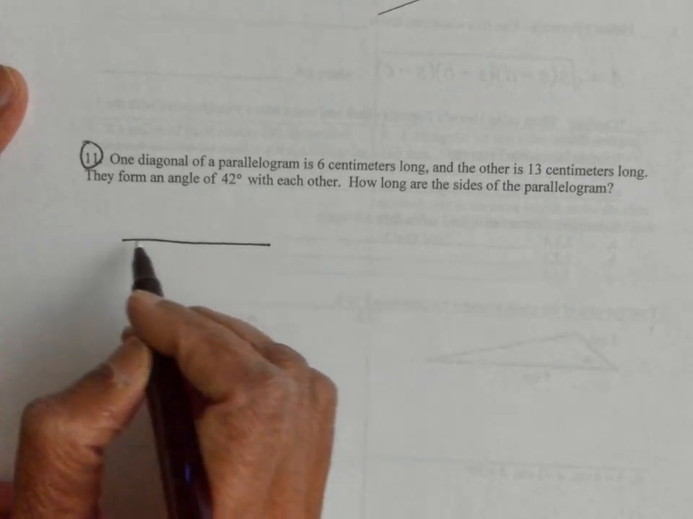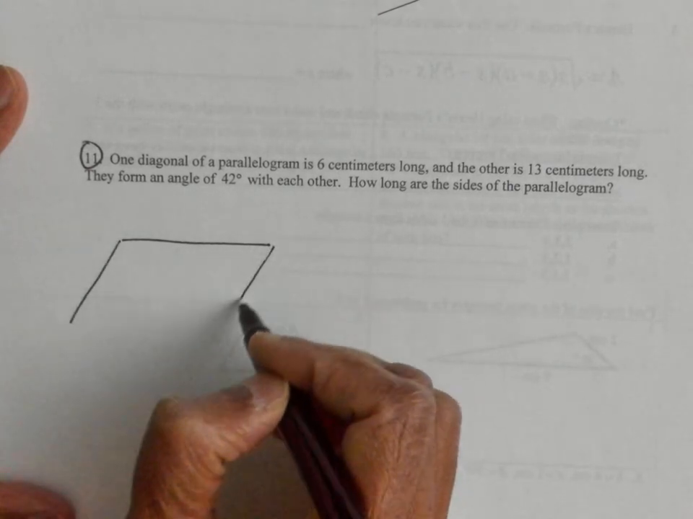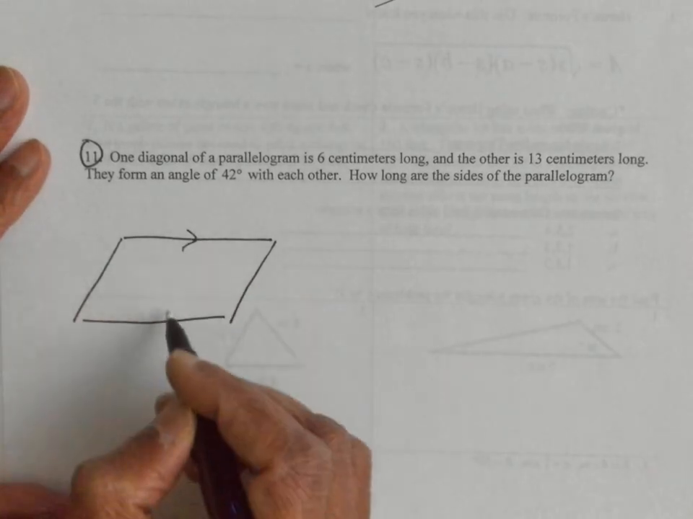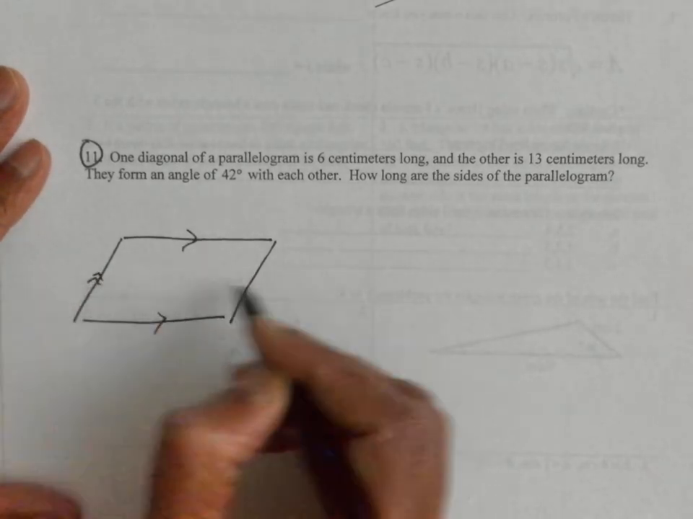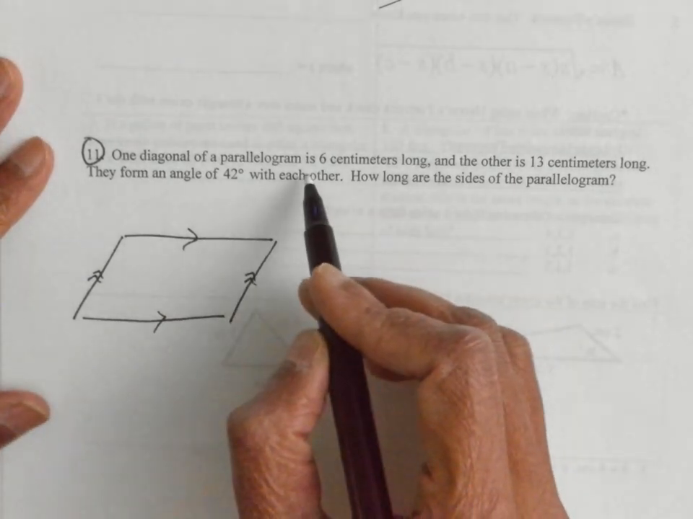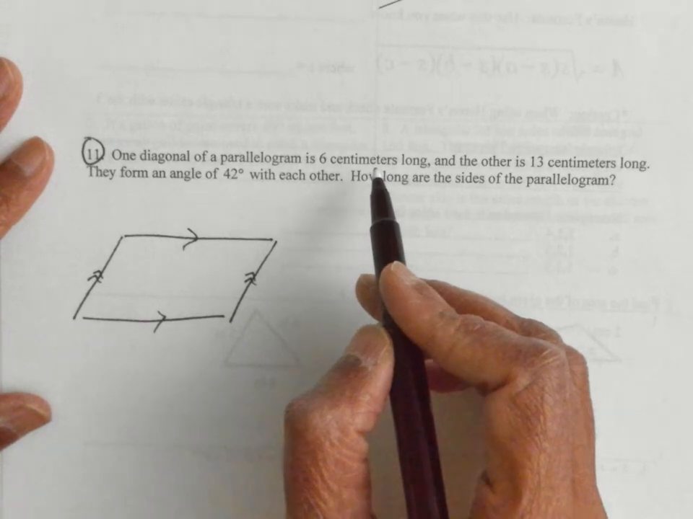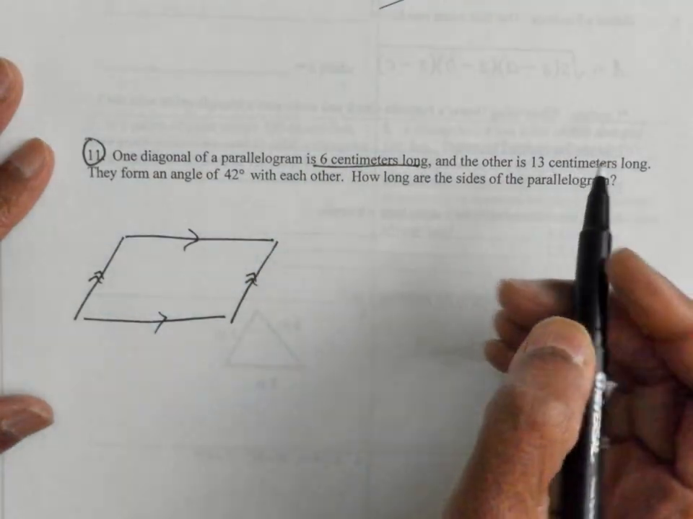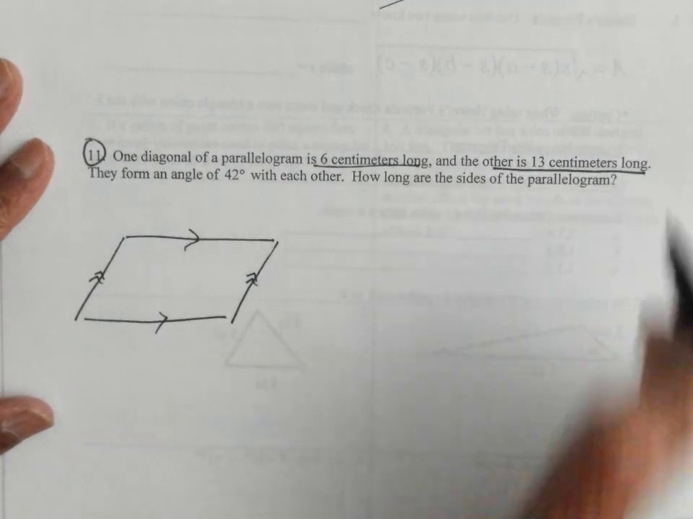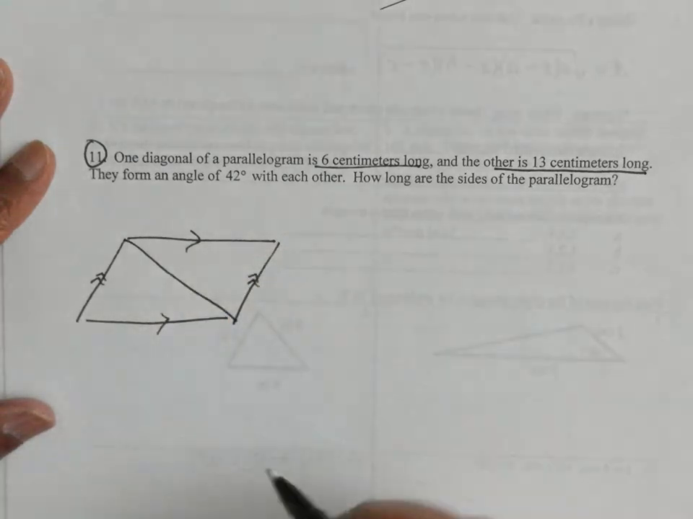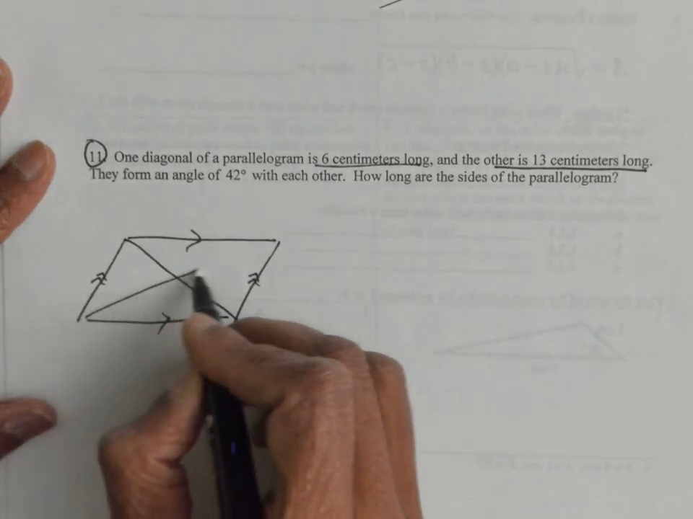Parallelogram means the opposite sides are parallel, right? So I have a parallelogram. Opposite sides are parallel. What does it tell you? It says in a parallelogram, one diagonal is 6 centimeters long and the other diagonal is 13 centimeters long. So the short one probably is 6 centimeters and the long one is 13 centimeters.